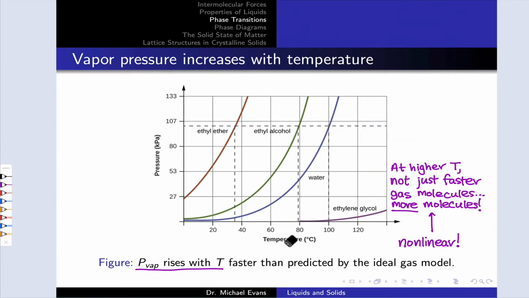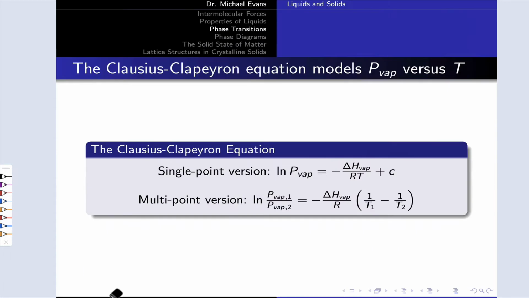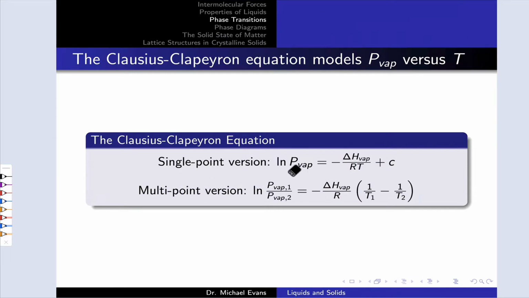Let's circle back to these graphs of vapor pressure as a function of temperature. Talk about the equation that models these lines. It's known as the Clausius-Clapeyron Equation, and it relates vapor pressure, which we see on the left-hand side of the equation, to temperature, where the temperature is in Kelvin, as well as the heat of vaporization.